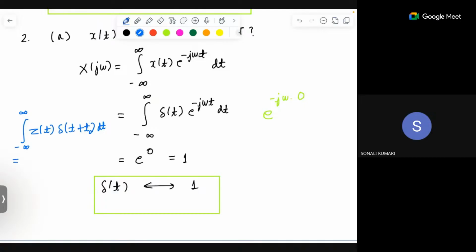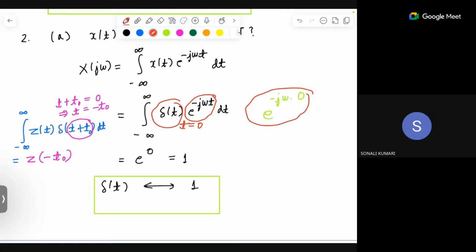Z of t naught. No, not z of t naught. So what we do is, here I have t plus t naught. I will put t plus t naught equal to 0. This gives me t is equal to minus t naught. So it will be equal to z of minus t naught. Is this clear, Sonali? Yes, ma'am. Now it's clear. So we did the same thing here. Delta t, t equal to 0. I substituted t equal to 0 in this function. I get this, hence this and this. Clear? Yes, ma'am.